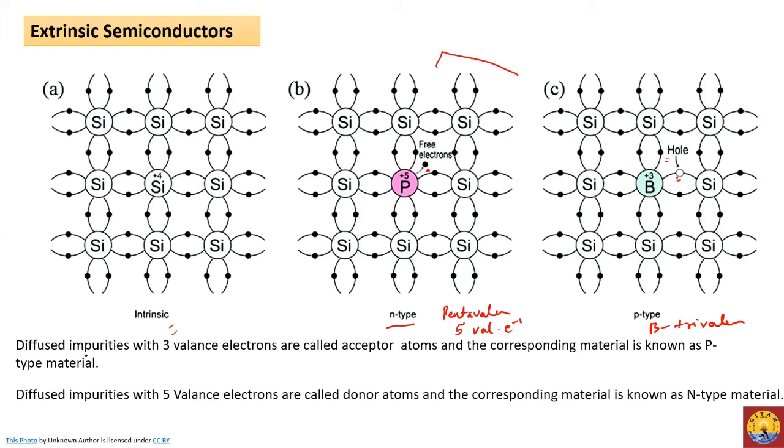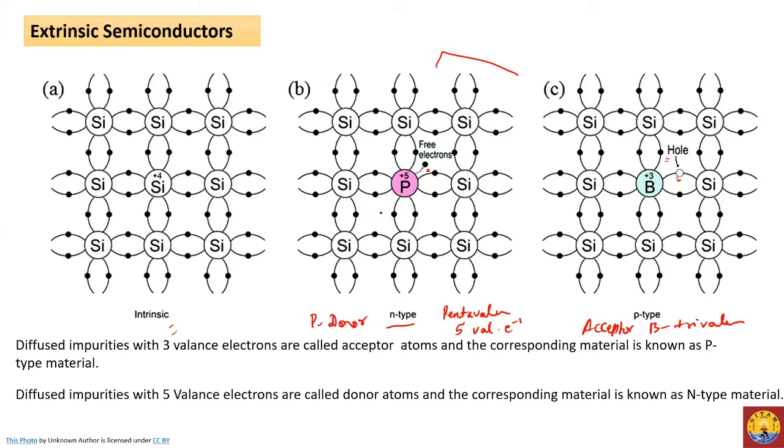Here we can read: diffused impurities with 3 valence electrons are called acceptor atoms. Boron is an acceptor because it can take electrons, and the corresponding material is known as p-type material. Whereas diffused impurities with 5 valence electrons are called donor atoms, and the corresponding material is known as n-type material. Phosphorus is a donor because it donates 1 valence electron to the crystal. Is this clear? N-type and p-type. In n-type we have more electrons, and in p-type we have more holes.